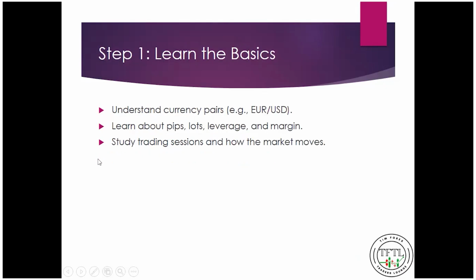So the first step: learning the basics. Understand the currency pairs. For you to be able to trade this $100 account, you need to understand the currency pairs you're going to trade. Maybe, for instance, the major currency pairs, that is EUR/USD, GBP/USD, USD/JPY, etc. Then learn about pips, lots, leverage and margin. You need to understand these concepts, because if, for instance, you're going to target 75 pips, you should be able to calculate pips and know that 75 pips have been attained.